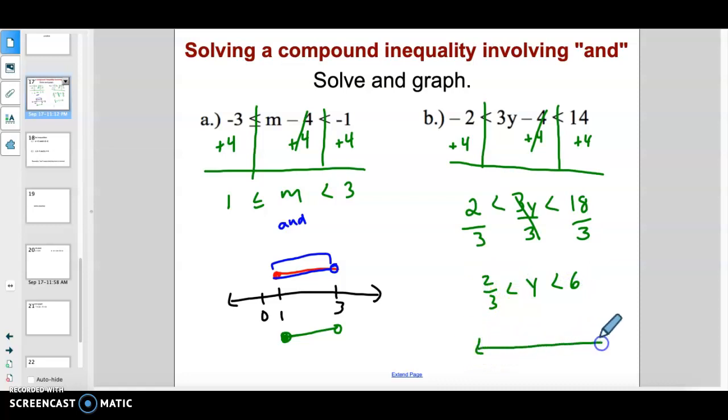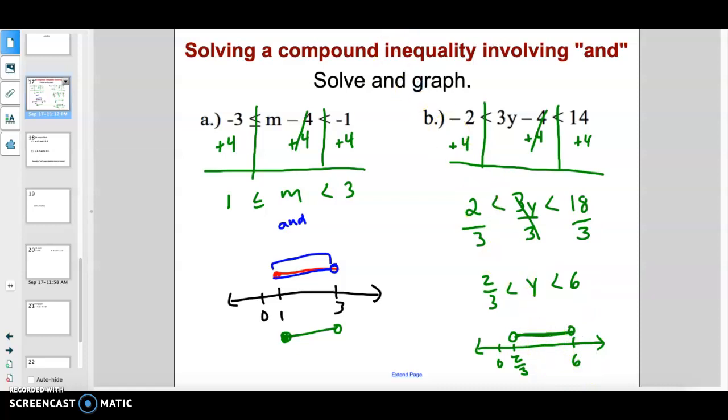For our number line, we're going to have 2/3 and 6 and zero over here. Both of these are going to be open dots. And then y is in the middle of 2/3 and 6, so we are going to graph the middle of 2/3 and 6.